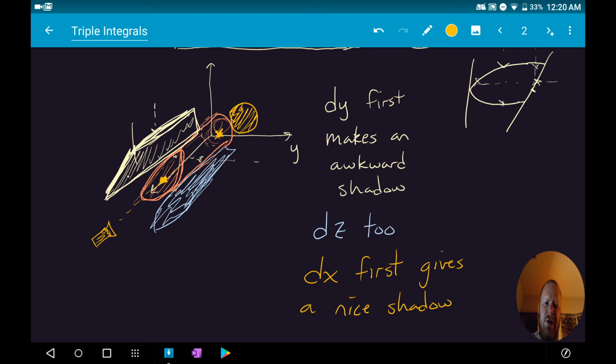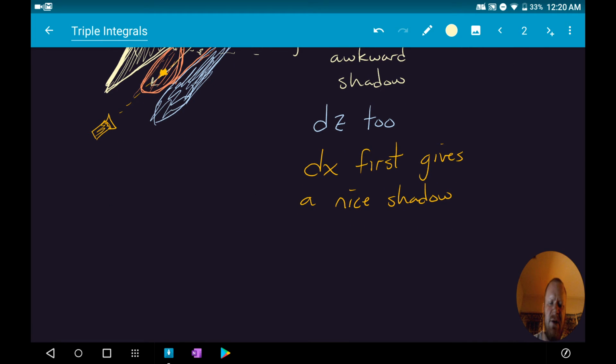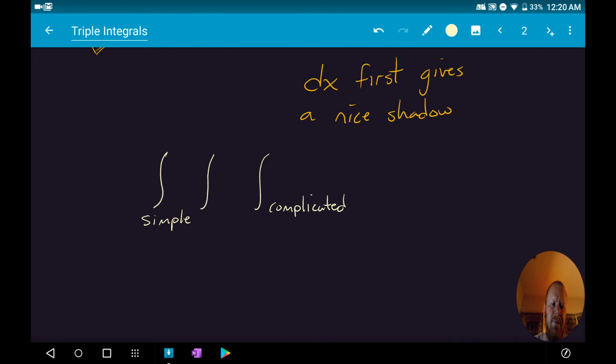This is an example of a shape where the order is going to matter in terms of setting up that triple integral. It's sort of hard to quantify, but this is just something I think about a lot when I'm choosing this order for myself. You sort of want your most complicated cuts to be here, and you want your simplest cuts to be here.